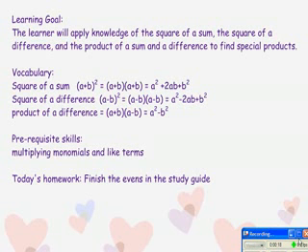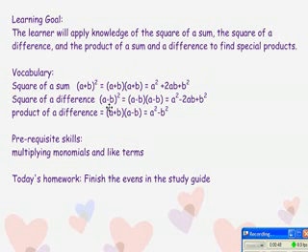Our vocabulary terms, first one is square of a sum, which basically means a plus b, which is a sum, squared, which is really a plus b times a plus b. And basically our shortcut for that, which is what you're learning, is right here. A squared plus 2ab plus b squared. So whatever these two terms are, we would put squared plus 2 times the first one times the second one plus the second one squared.